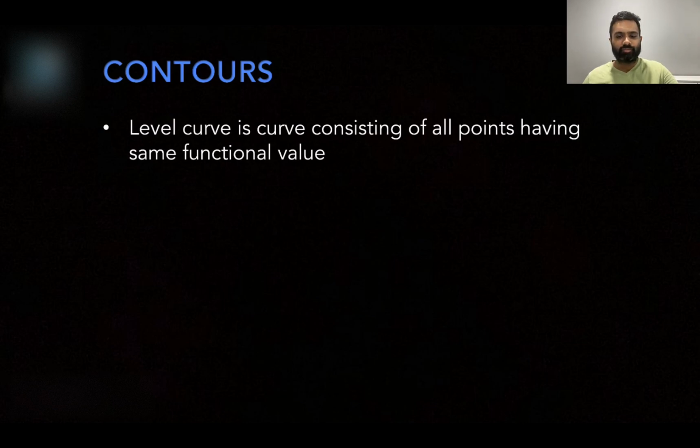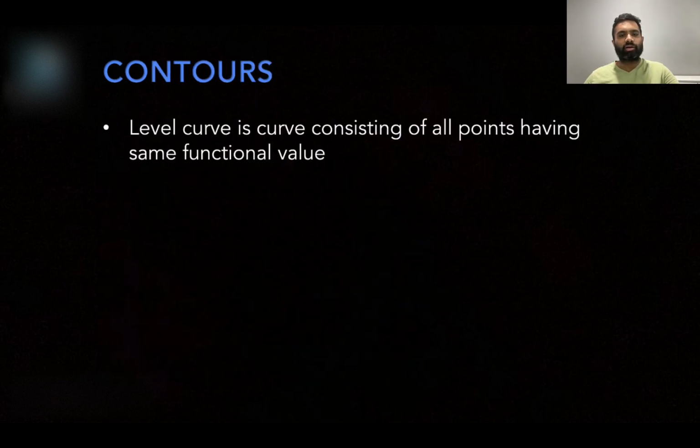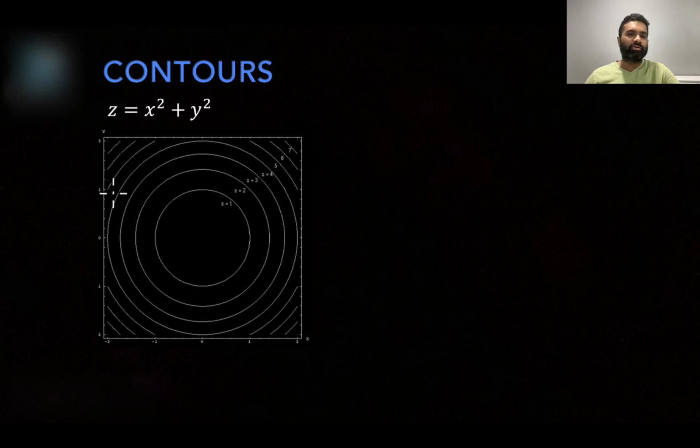In the earlier diagram we have seen this particular function. Now what I am saying is you only consider xy points and you draw a certain curve where all the points on this curve will have the same function value. We will see it visually also. And contours are nothing but the collection of the level curves. So let's try to see this using this particular example.